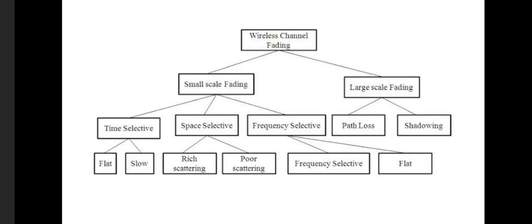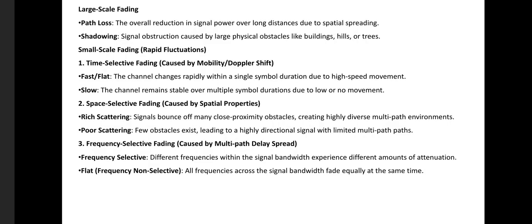This is wireless channel fading. Based on fading, we can divide it into small scale fading and large scale fading. Small scale fading is mainly time selective, space selective, and frequency selective, and large scale fading is due to path loss and shadowing. We know path loss very well, we just discussed it earlier, and shadowing is caused by shadows from buildings, cells, or trees.